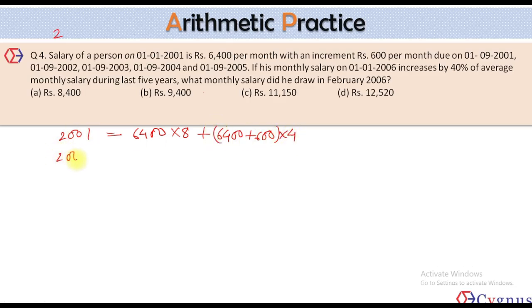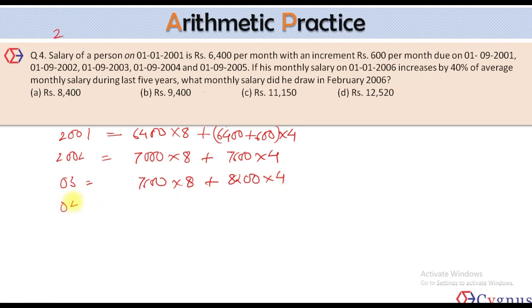Similarly, in 2002, his salary has already become how much? 6,400 plus 600, that is 7,000. He'll get 7,000 for the 8 months, and for the next 4 months, he'll be getting how much? 7,000 plus an increment of 600. That makes 7,600. This will be the total salary for the year 2002. For 2003, it should be 7,600 for the first 8 months, then 7,600 plus 600, that is 8,200 for the rest of the 4 months.